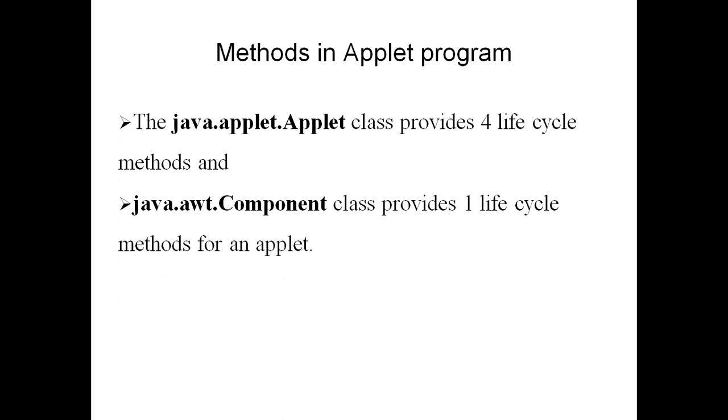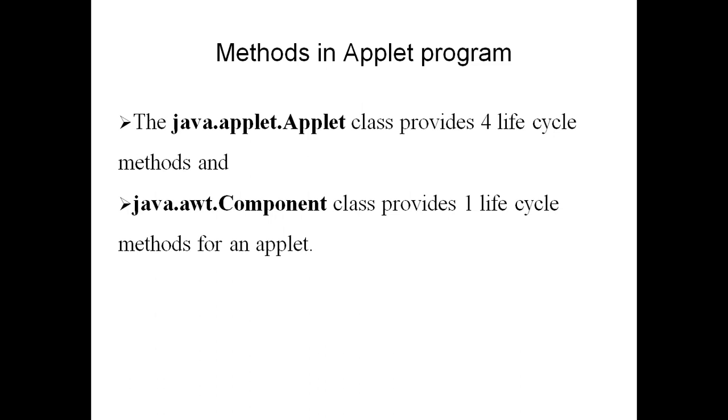The methods that are used in the life cycle of an applet. There are 5 methods that are used in the life cycle of an applet, and these 5 methods belong to 2 different classes. The 2 different classes are the applet class and the component class. The applet class contains 4 lifecycle methods. The component class contains 1 lifecycle method.